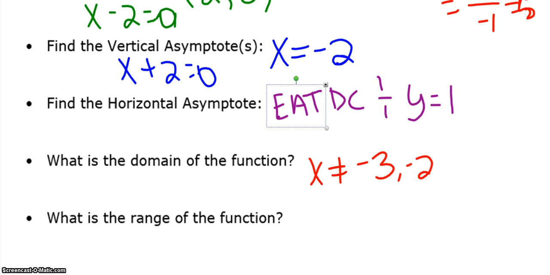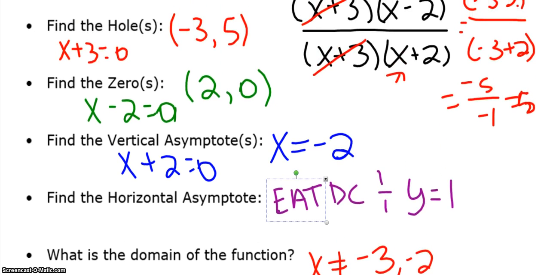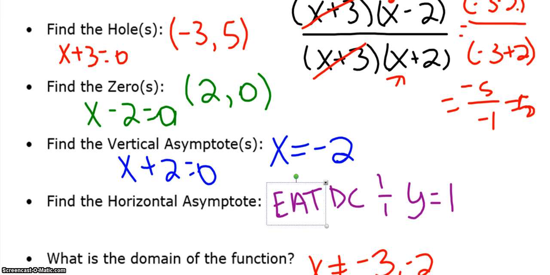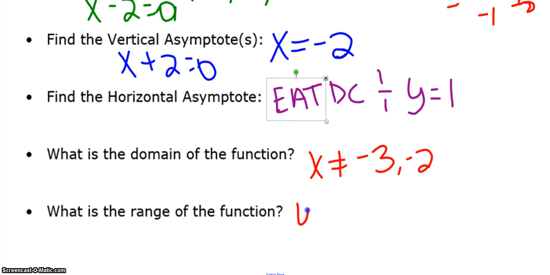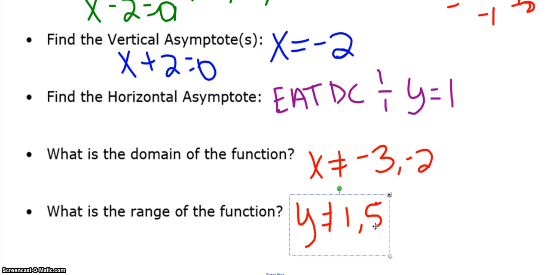Alright, our range. Again, we look at the hole, so negative 3, negative 5. So y value of negative 5. And our horizontal asymptote, y equals 1. So y cannot equal 1 and negative 5. Alright, if you're lost at this one, be sure to rewind it and rewatch it.